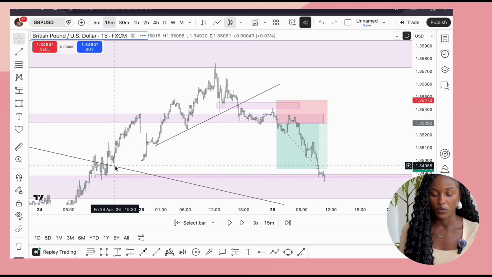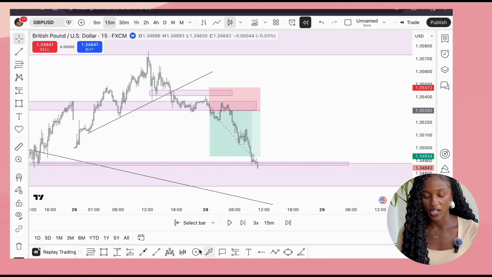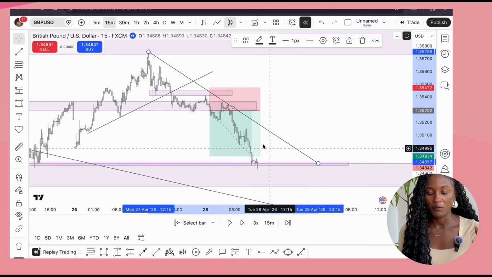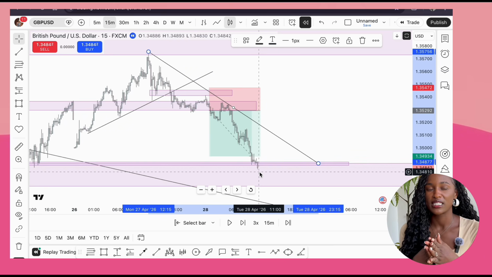If you wanted to buy, you could buy from this area, but price has already passed that area. So we are interested in where price is at the moment. So price is in a zone. When price is in a zone, it could indicate a lot of things.